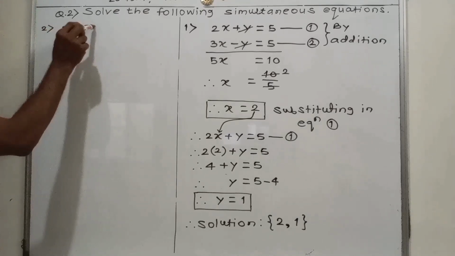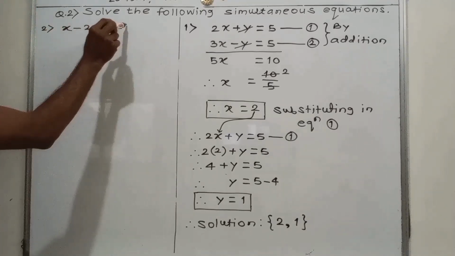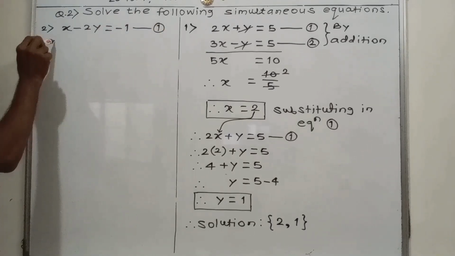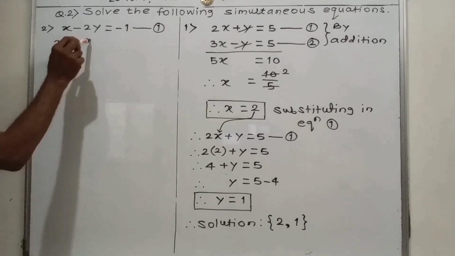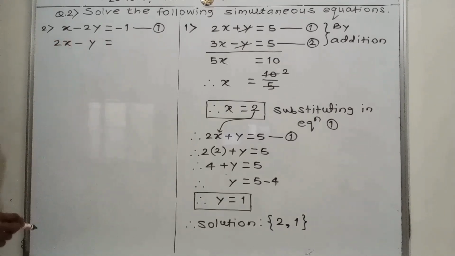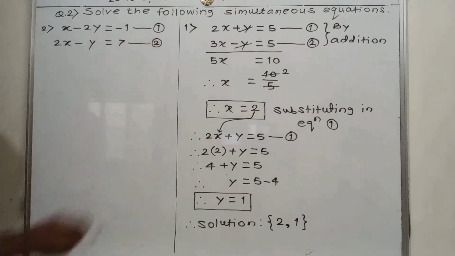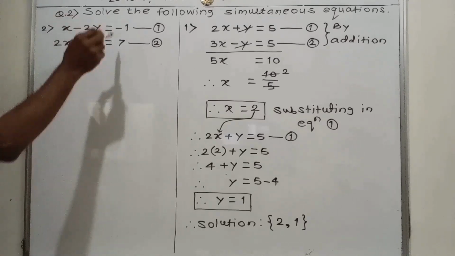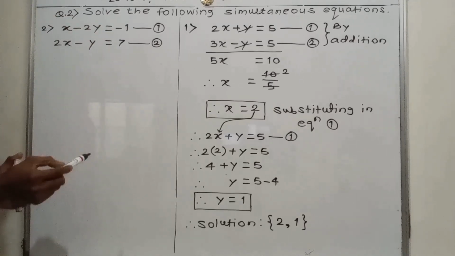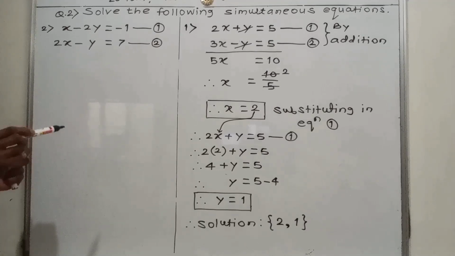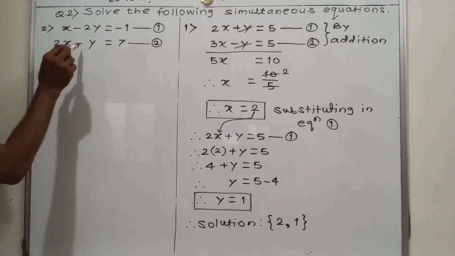x minus 2y is equal to minus 1, equation number 1. 2x minus y is equal to 7. See this. This is our equation number 2. Did you get it? Now I will show you how to solve this example by using substitution method. Substitution method.